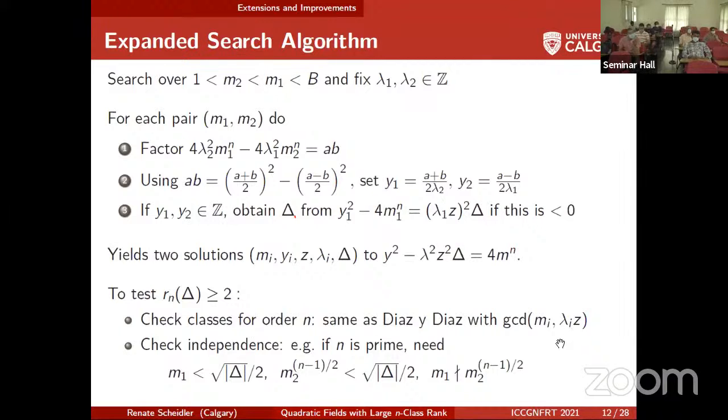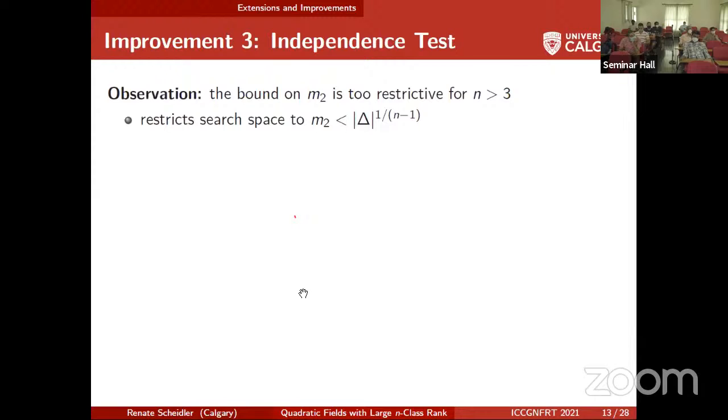And now for n bigger than 3, the independence condition becomes rather restrictive. Even if n is prime, this turns out to be the condition. So M1, again, this says that it's a reduced ideal. This says that all the powers of the second ideal are also reduced. The powers and the inverses of the powers, okay? And then you also need this divisibility condition. And under those circumstances, this ideal is reduced. But you see here already that that's a very restrictive condition. For n equals 3, this quantity here is 1, so we didn't need this. But for bigger n, we need this extra condition. And you see here that only allows for a very small range of M2 values. So computationally, this is a pretty restrictive condition.